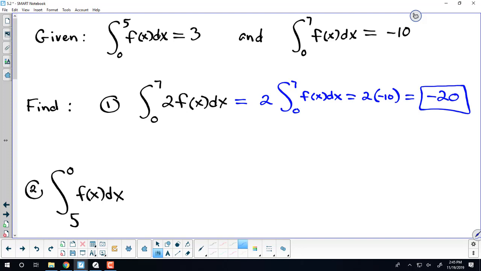How about the integral from 5 to 0 of f of x dx? -3. We switch the limits of integration, so we just negate the result. The negative of 3 is -3.